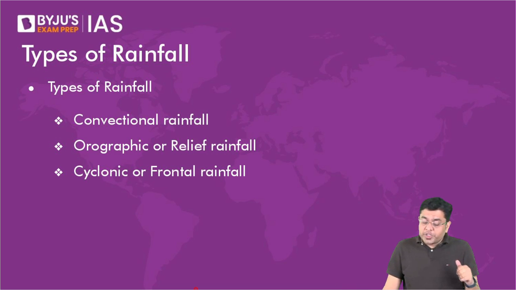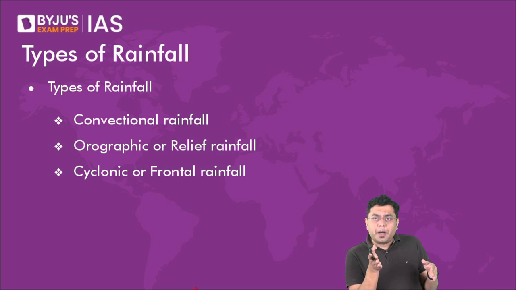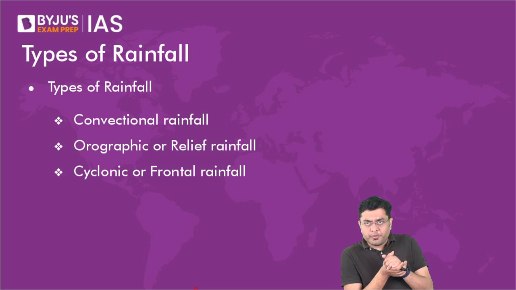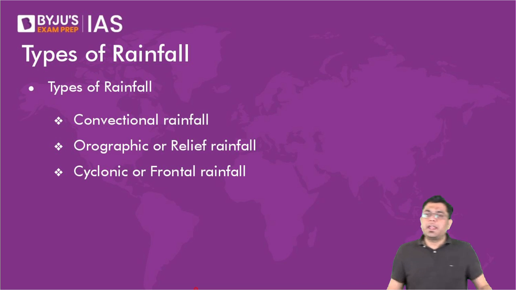Orographic or orogenic rainfall or relief rainfall, which is created due to a physical boundary such as a hill, a mountain, a plateau, an escarpment, wherever you have a forced rise of the air. That is your orographic rainfall. Remember, in geomorphology, we had discussed anything associated with orography or orogeny is always associated with a mountain of sorts. And then you have cyclonic or frontal, that is created whenever you have a frontal formation.